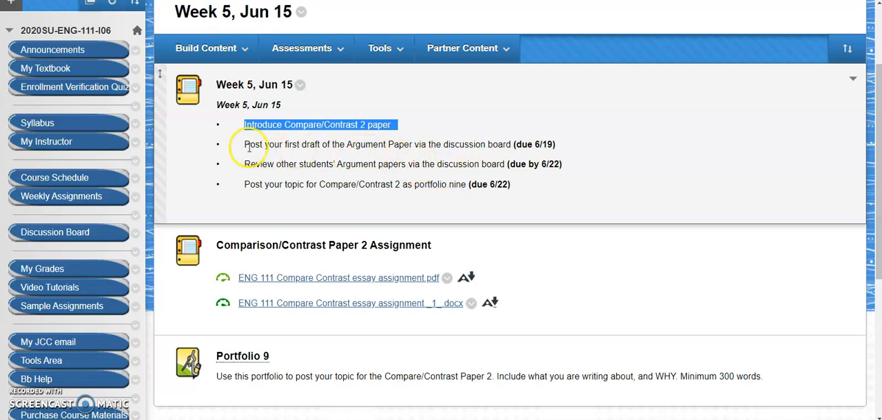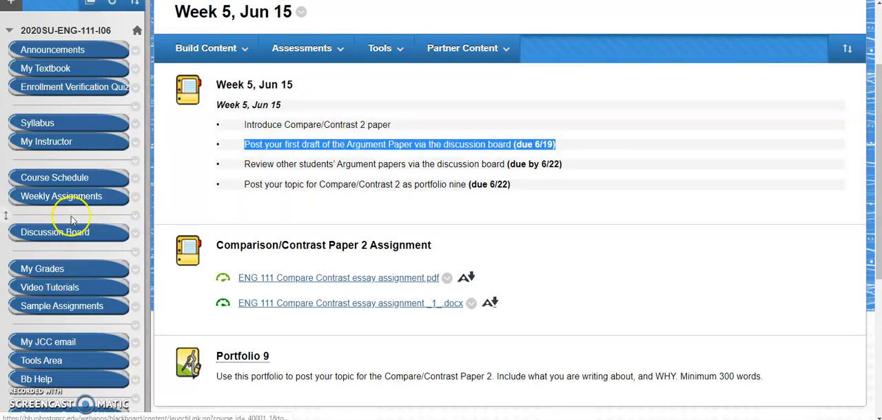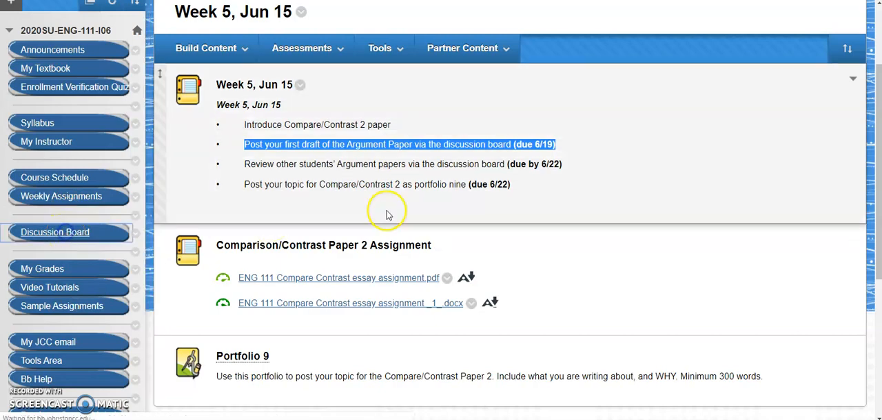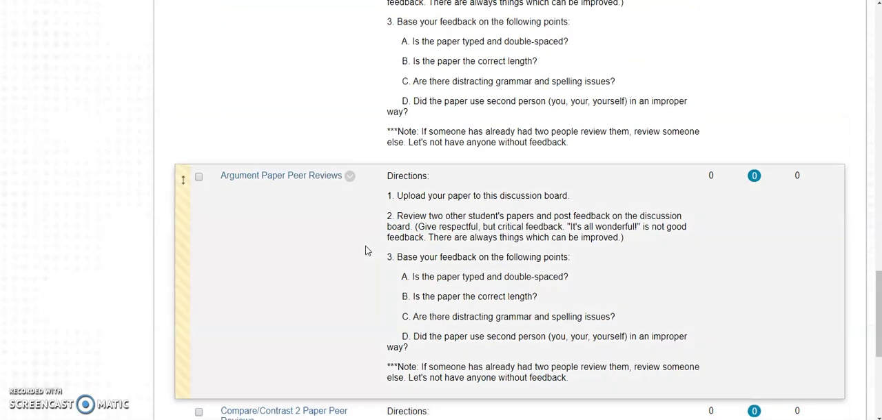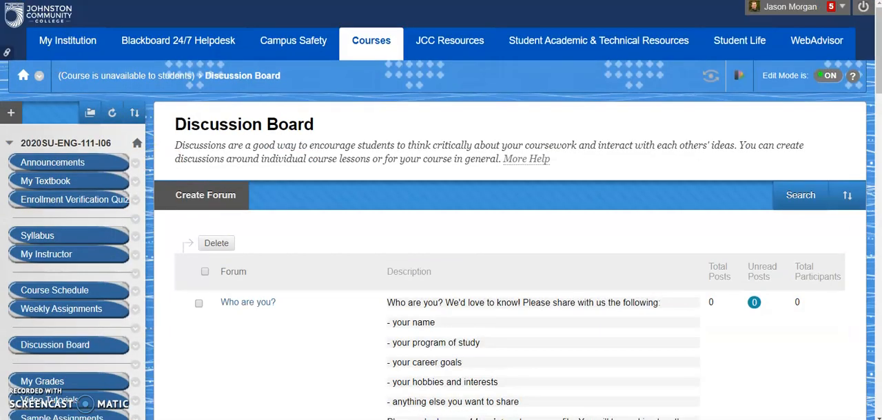Alright, so what do you got going on this week? Well, you started working on your argument paper last week, and you have to post your first draft to the discussion board by Friday. So again, we'll go to the discussion board. If you scroll down, there it is: Argument paper peer review. And just like we've done before, you post it by Friday and you respond to 2 people by Sunday. That's the goal.